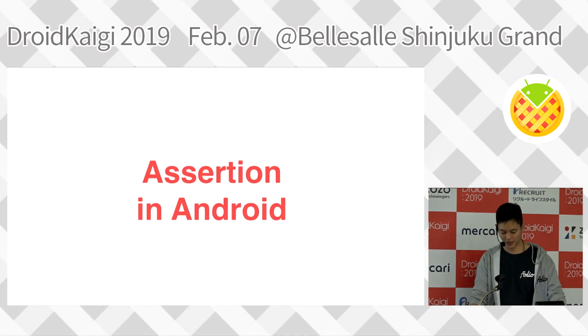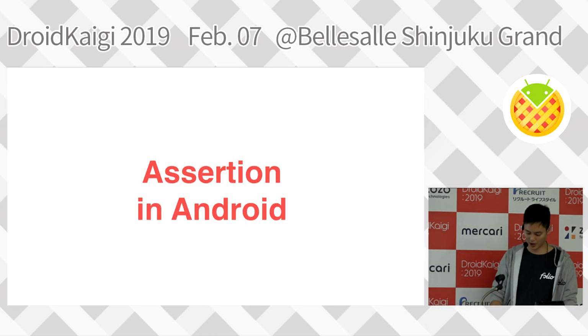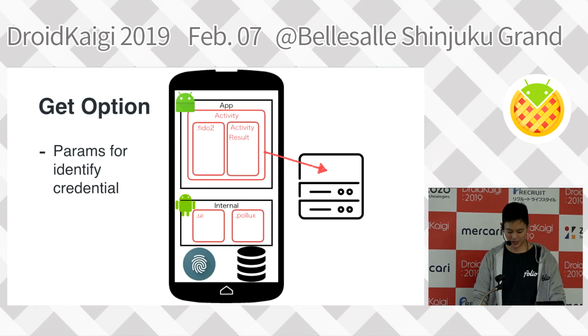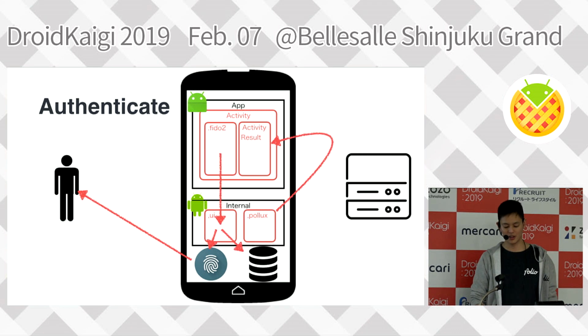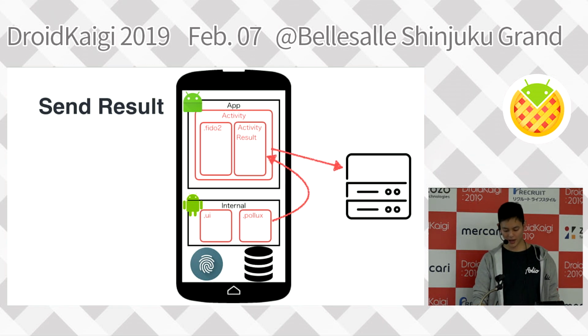Okay, so that was registration or attestation. Let's move on to the assertion process. Well, the assertion process is again very similar to attestation. First, you get options from the server, then call the internal system. Well, in this case, you do not generate the credential, but more like retrieve the credential. And then send that result to the server. Three steps.